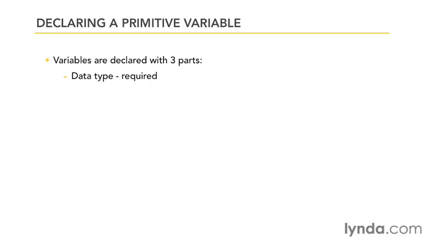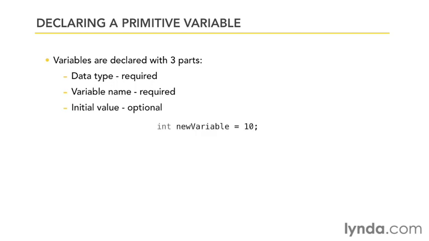This is how the Java virtual machine determines how much memory needs to be allocated. The second part is the variable name. Variable names in Java always start with a lowercase initial character, which can be an alphabetical value or an underscore, but not a numeric. These two parts are required. The third part is optional, and it's the initial value of the variable. Here's a classic primitive variable declaration. int newVariable = 10.